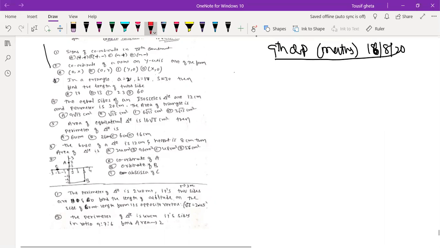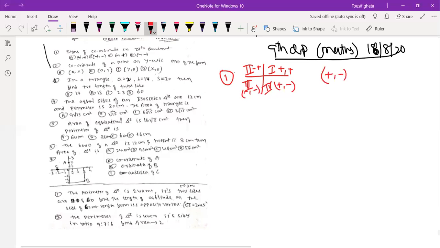So what is the first question? Multiple choice. What is the sign of the coordinate in the fourth quadrant? There are first quadrant, second, third, fourth. First is plus plus, right? Second is minus plus. Third is minus minus. And the fourth is plus minus. So the answer for the fourth quadrant is plus minus. That is option B.